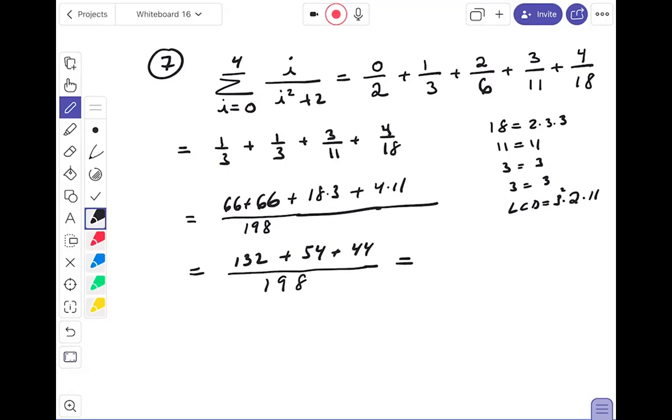So I'm going to divide by 2 because these numbers are getting too big for me. And the bottom would be 99. The top would be what? 66 plus 27 plus 22. I can add that together, I think. We'll check it in the answer key later, though. I know it's tough. We'll talk about using Sage later. 66 and 22 is going to be 88. 88 and 27 is 115.